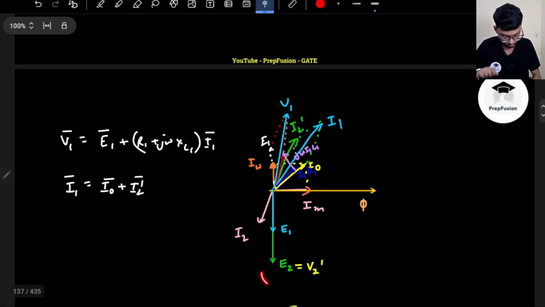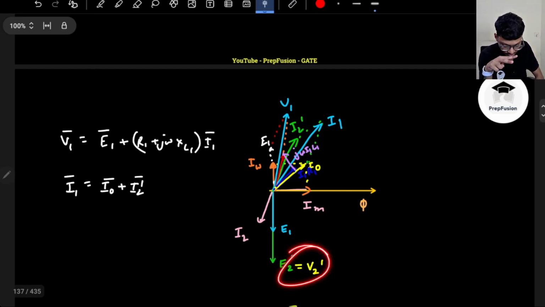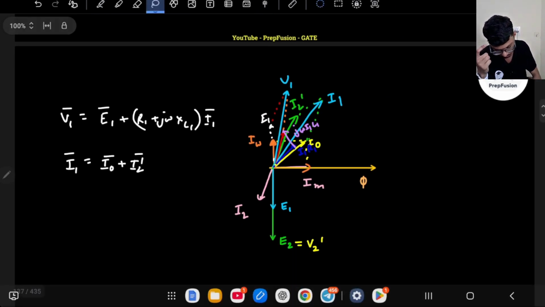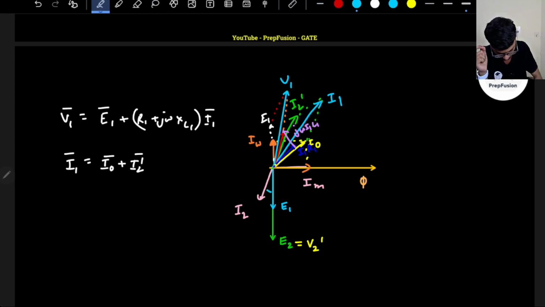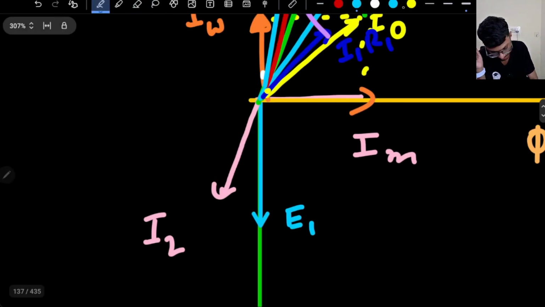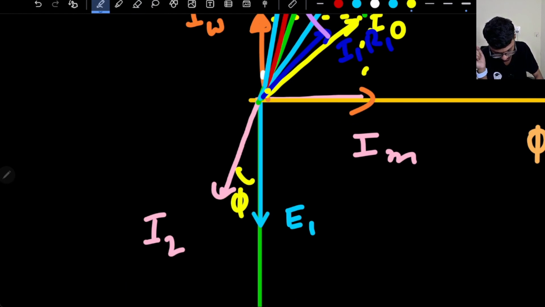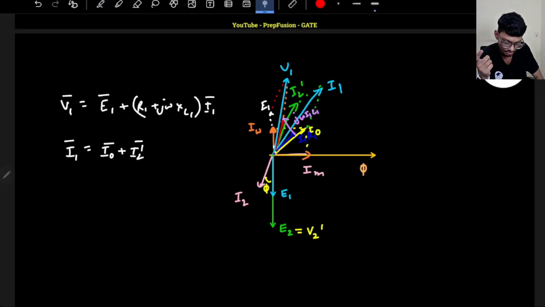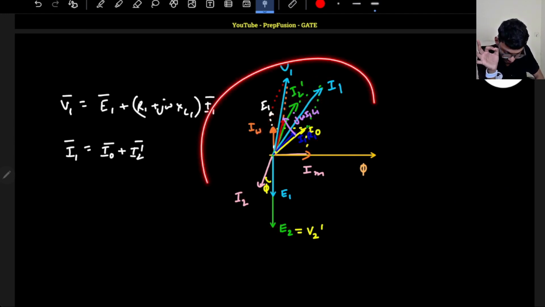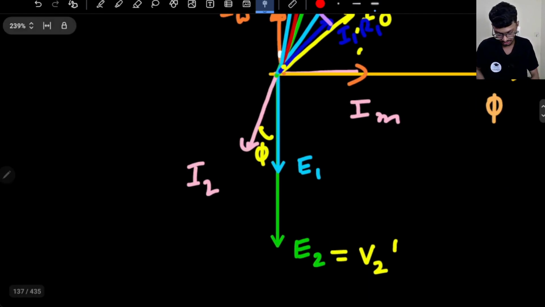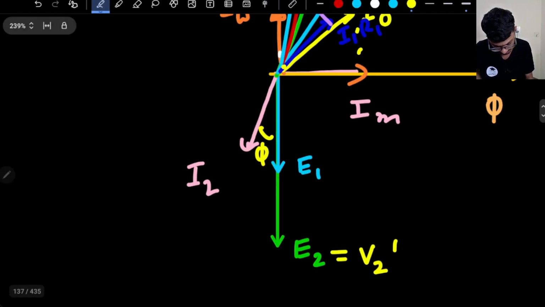So we went backward actually. What we did is, we know the load and E2 is equal to V2. If E2 is equal to V2, I know the current I2 will lag because we have assumed a lagging load. So I2 will be here, then I2 dash will be in the opposite direction, and from there I found the drop and solved it. I know that this is messy. Please rewatch it again. So this is the power factor angle phi 2.